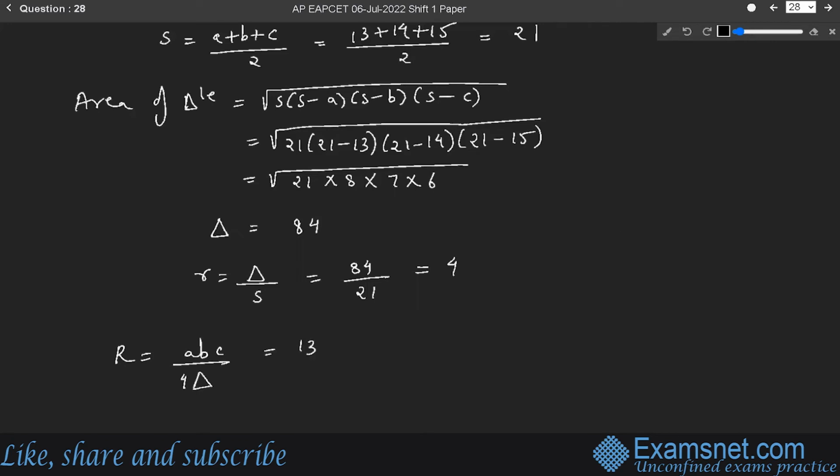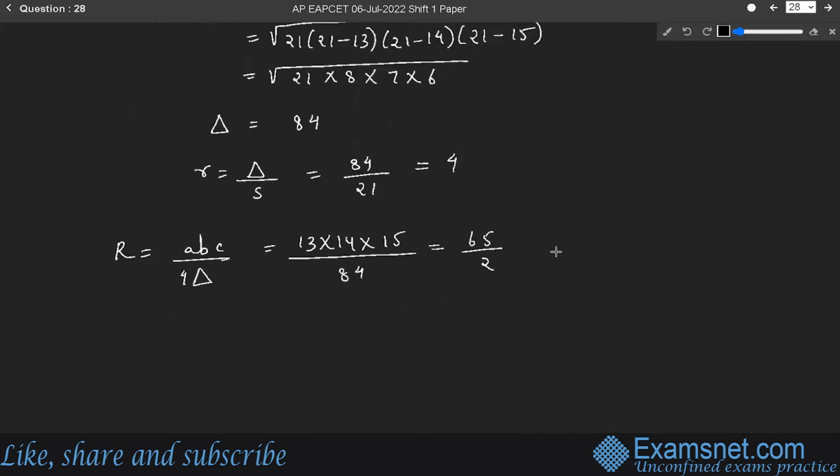So it will be 13 into 14 into 15 divided by 84, which equals 65 upon 2. Now we have the value for small r and capital R, which are the inradius and circumradius of this circle. And we have to calculate the value for 8r minus r. So 8r minus r will be given as 2 into 65 upon 2 minus 4.